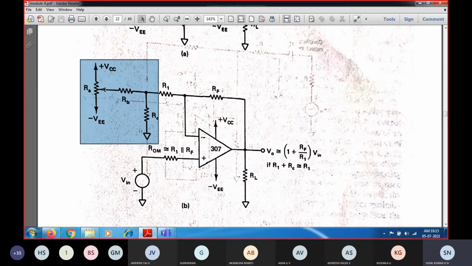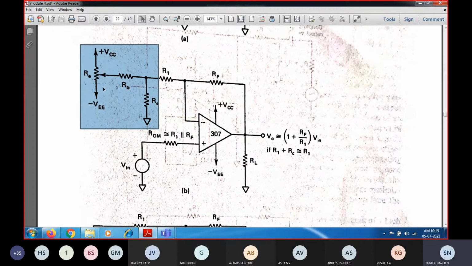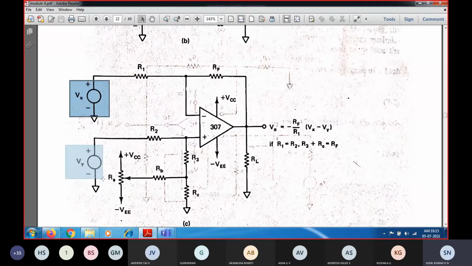So this is for the non-inverting amplifier, and this is for the differential amplifier. In the differential amplifier, two voltage sources will be there, Vx and Vy, and this is our feedback path resistance R1 and RF, and R2 and R3 are the input resistances to the LM307 operational amplifier.